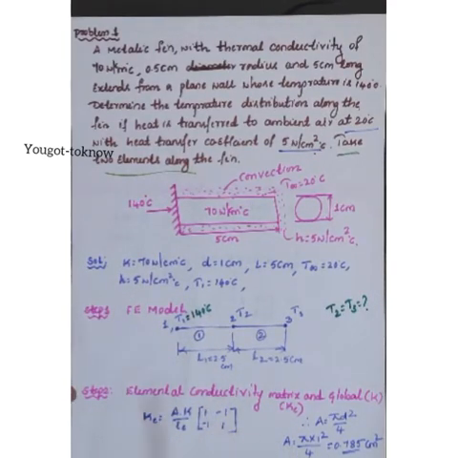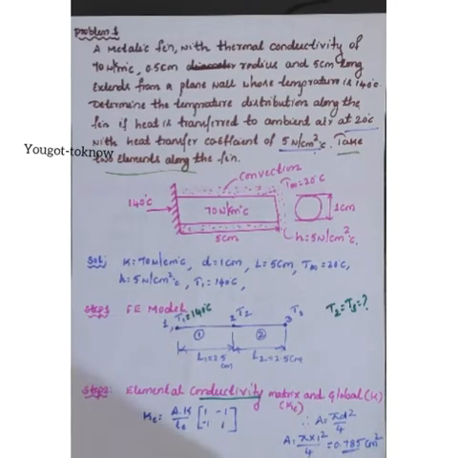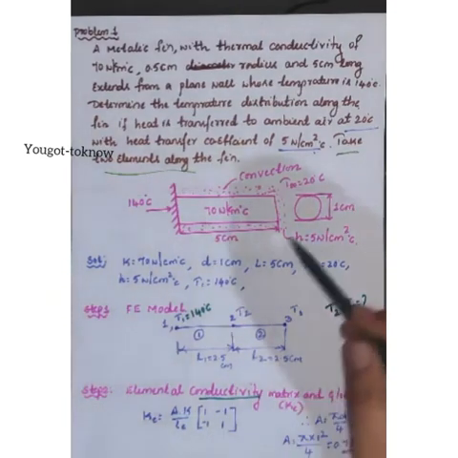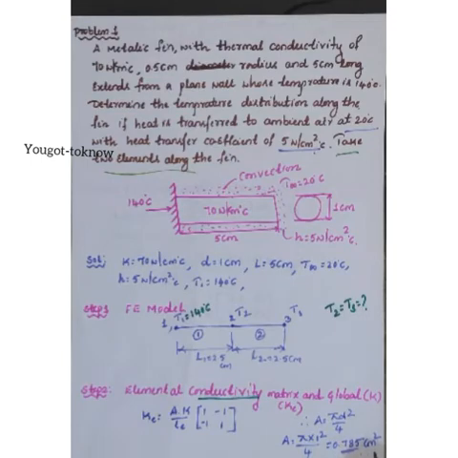Elemental conductivity matrix. What is the elemental conductivity matrix? K equals A into K divided by Le, times the matrix 1, minus 1, minus 1, 1. Now here, in the previous problem we assumed the area is 1 meter square, but it is a circular cross section. What is the area? You should calculate pi d square by 4 because the diameter is given. You are going to get 0.785 centimeter square.